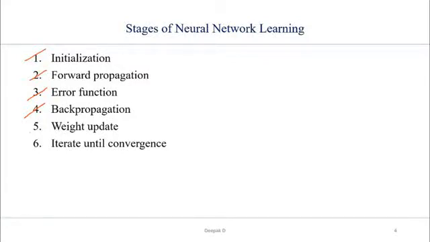And the fifth is weight update. Weights are changed to optimal values according to the results of the backpropagation algorithm. And the last step is iterate until convergence, because the weights are updated a small step, or delta step, which can also be called the learning rate, at a time.